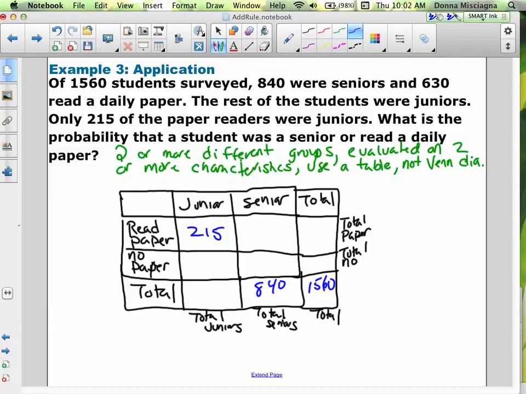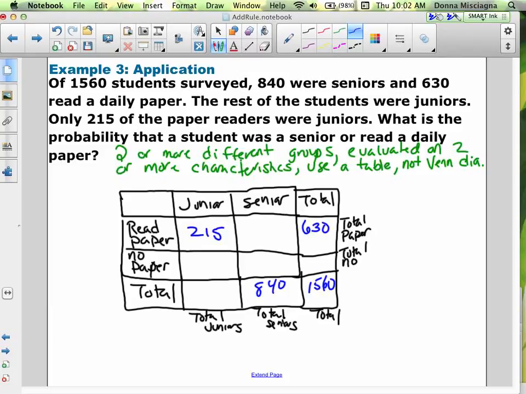630. Where should I put that? Seniors read paper. They're not the seniors that read a paper. We have 840 seniors. They're just 840 seniors, 630 read a paper. Yeah, total paper. So this 630 doesn't have anything to do with the seniors reading the paper.